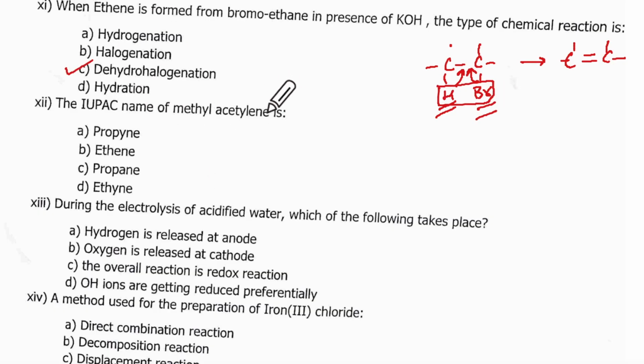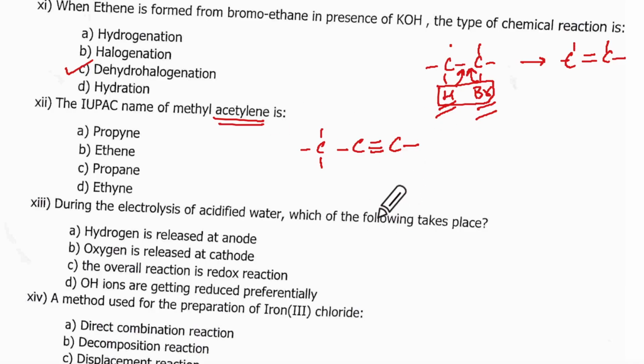IUPAC name of methyl acetylene. Now some of you may get confused for this acetylene. Acetylene bond is C triple bond C, with one valency here, one valency here, because carbon has how many valencies? 4. Now methyl means there will be a methyl group here.